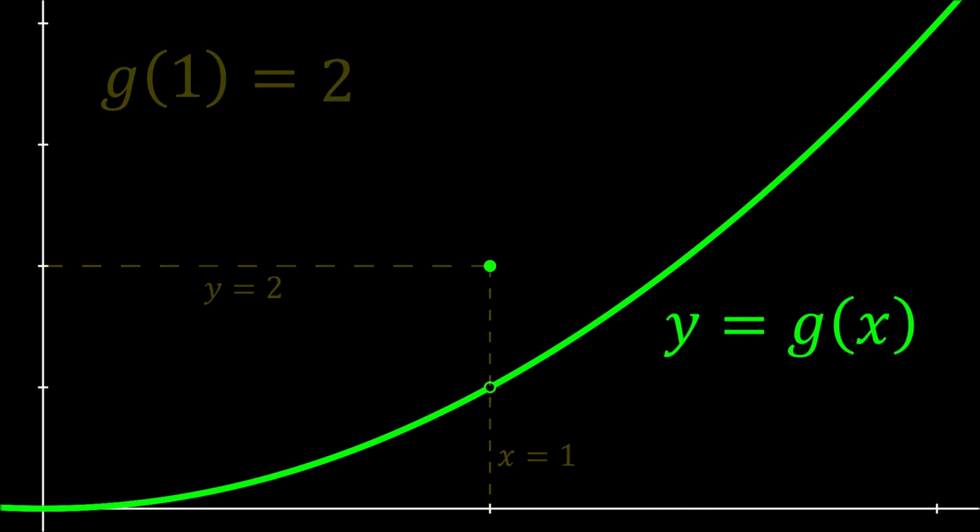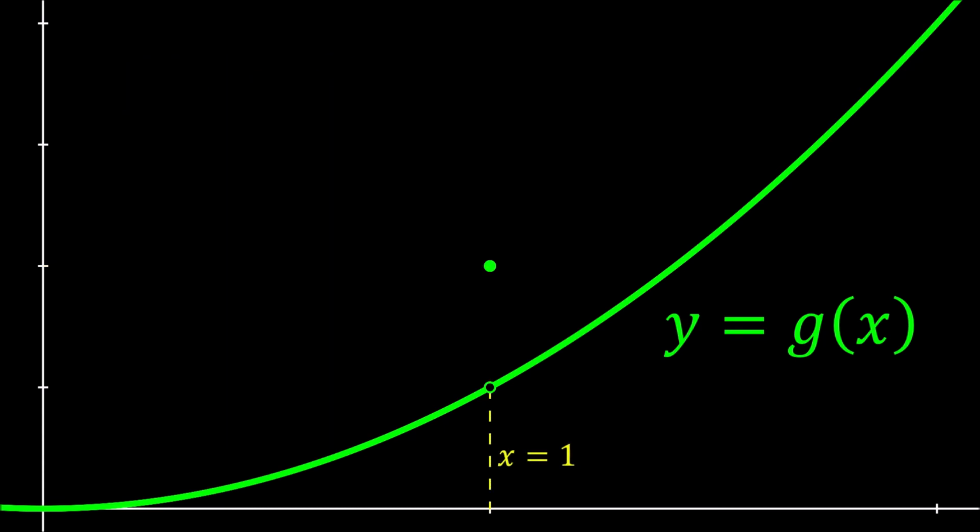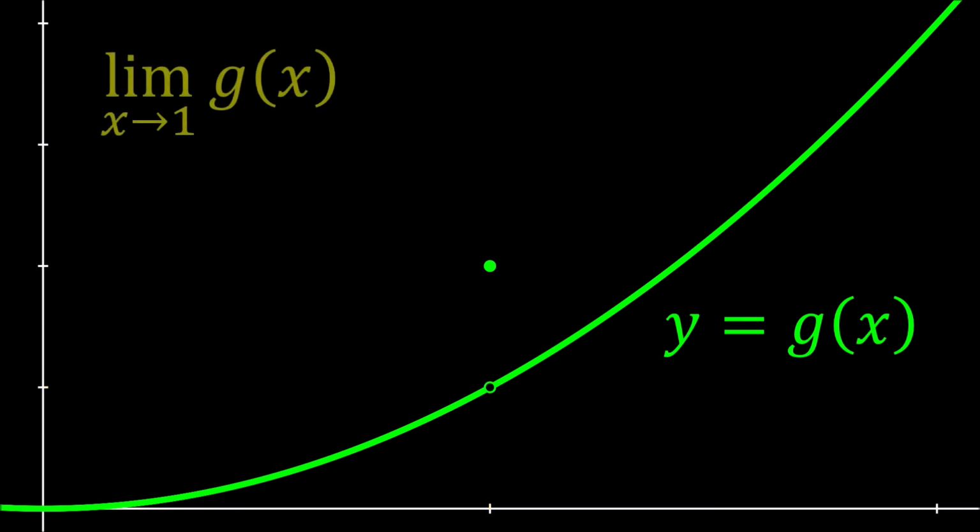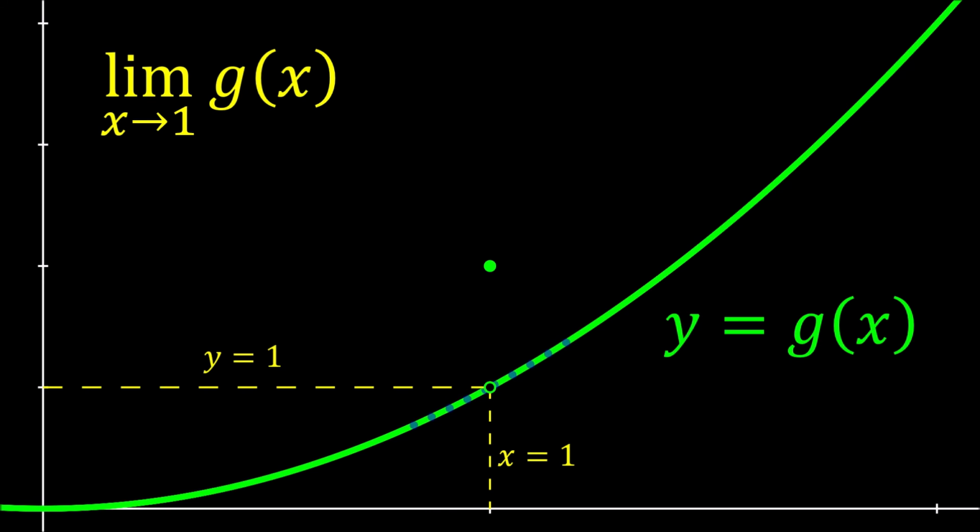Shifting gears a bit, we see this hole here at x equals 1. It's practically begging to be at y equals 1, but it falls just short of that. How can we show that the hole effectively happens at y equals 1? Well, we use the power of calculus. We can take the limit of g of x as x approaches 1. As we let x approach 1 from either side, we see the function approaching y equals 1. Therefore, that's our limit value, just 1.